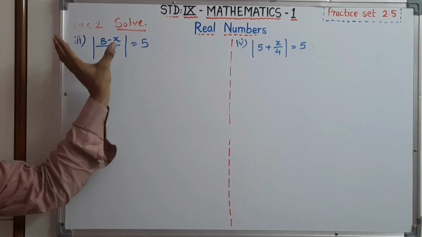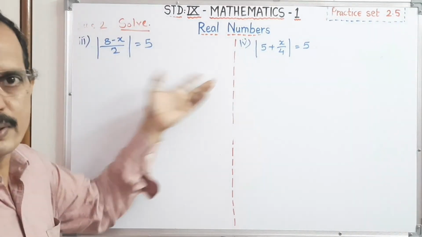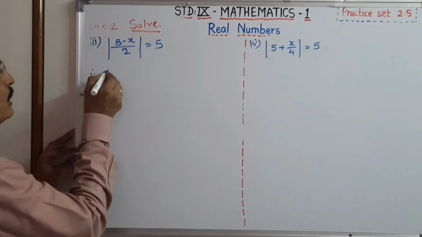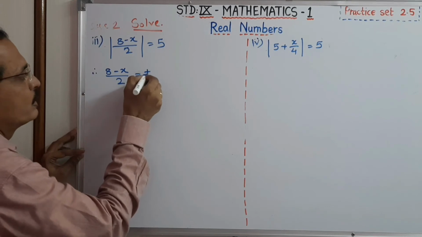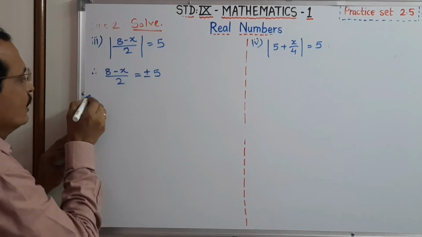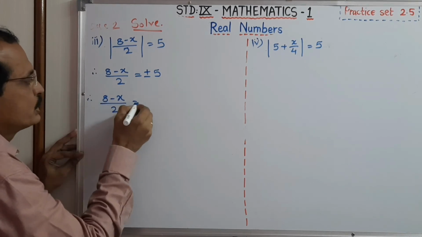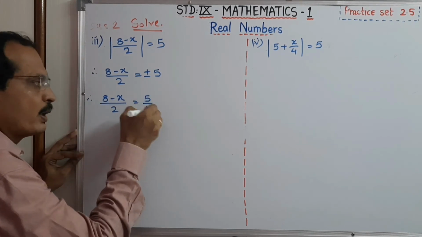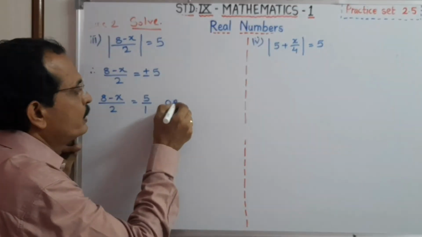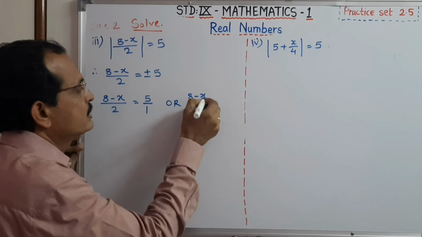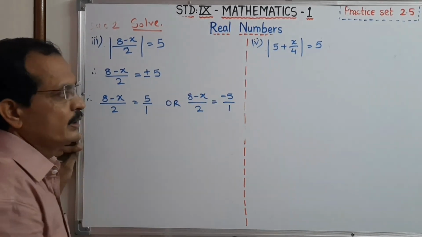Same thing. Absolute value of this is 5. That means this number may be plus 5 or minus 5. Therefore, directly we write 8 minus x upon 2 is equal to plus or minus 5. Now, see here, 8 minus x upon 2 is equal to 5, means 5 upon 1. That will be easy to solve further. Or we can say that 8 minus x upon 2 is equal to minus 5 upon 1.